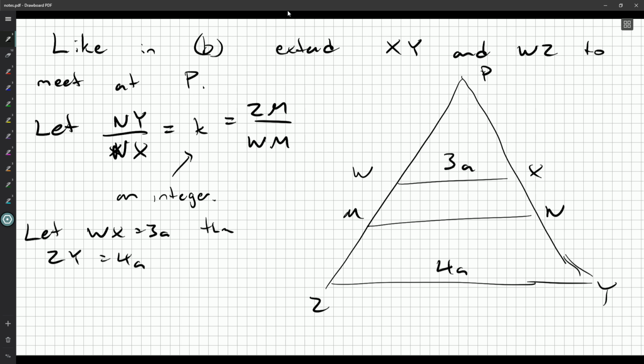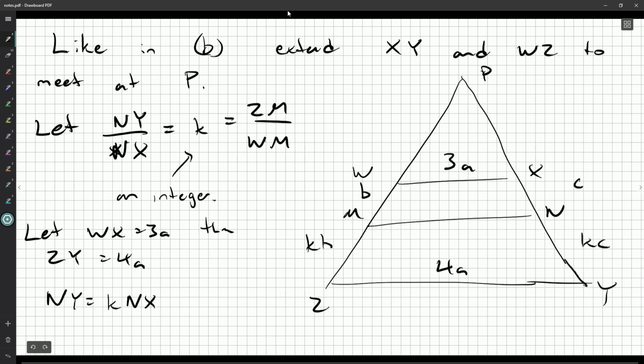So we can rearrange our ratio here so that NY is equal to K times XN. So if we call this B and this C, then this is KB. Well, I'll keep the order the same as we had them before. So we had C over here, this will be KC, and this will be B over here, and this will be KB.